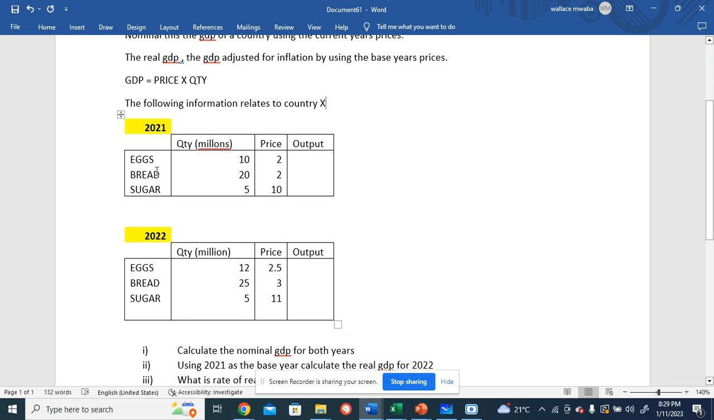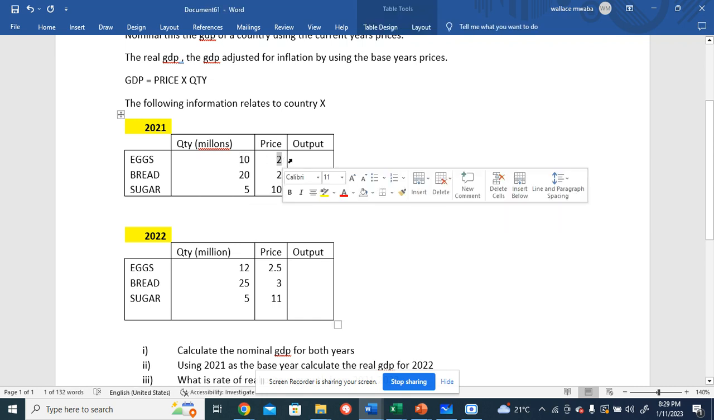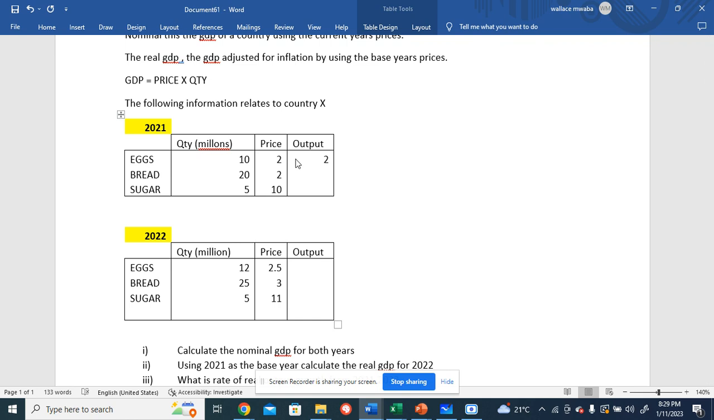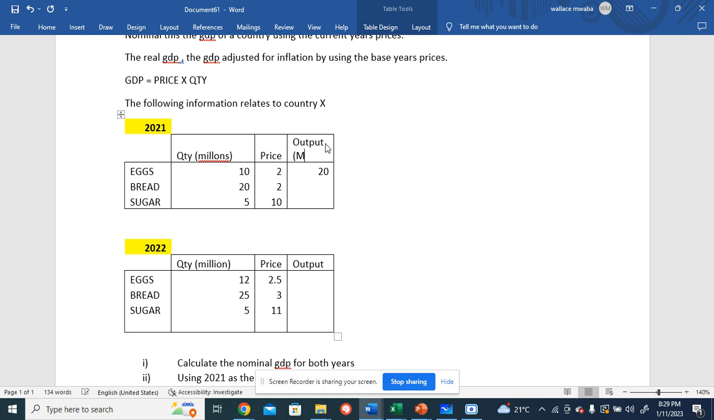So we have an example here, all right? We have country X. It produces these three products: eggs, bread, and sugar, right? So in 2021, they produced 10 million eggs. The price was 2 kwacha. So to get our output here, we're going to say price times quantity. So we're going to say 10 times 2. This is going to be 20 million.